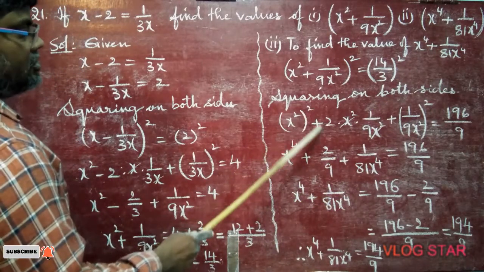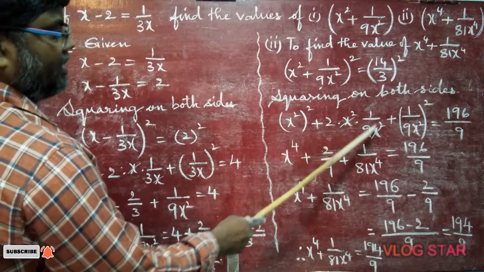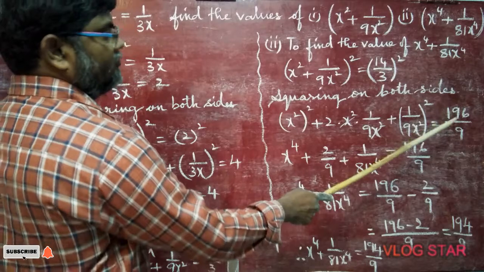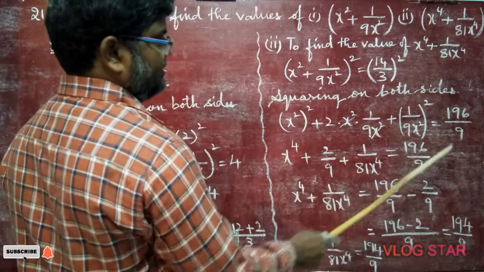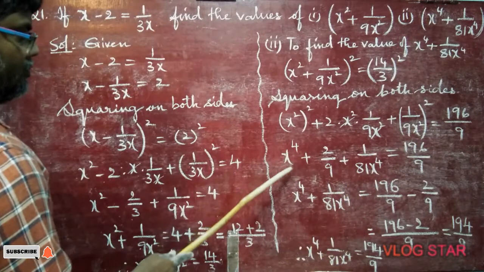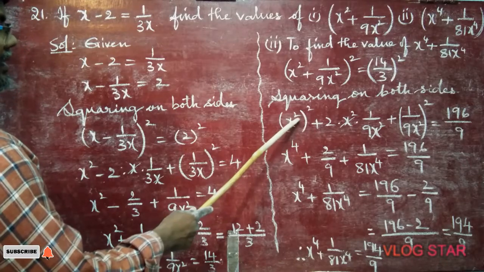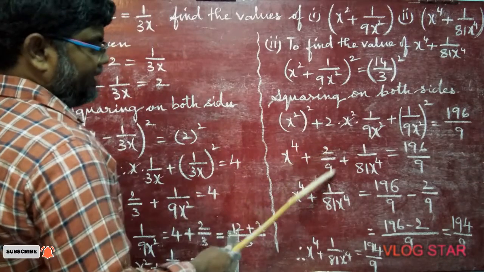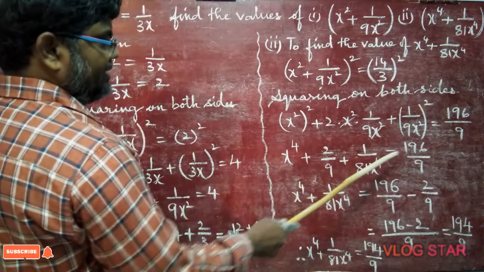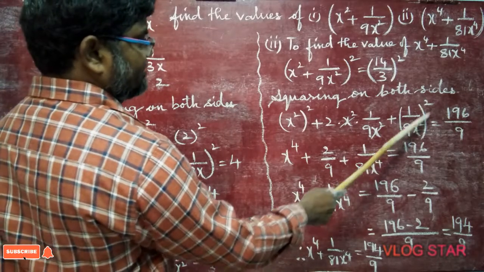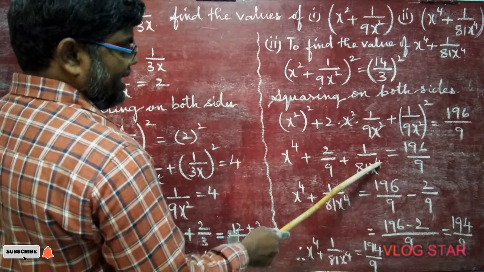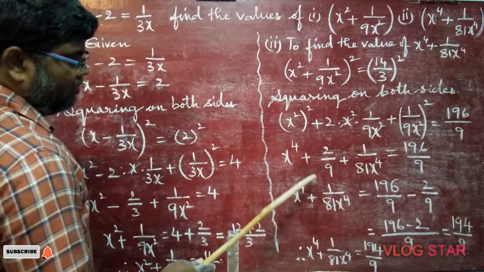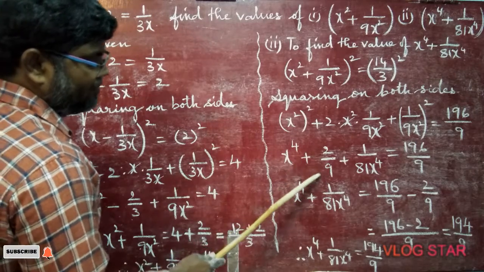So (x²)² + 2 · x² · 1/(9x²) + (1/(9x²))² = (14/3)², 14 fourteens are 196, by 9. Now x⁴, 2 twos are 4. x² gets cancelled. 2 ones are 2, so 2/9, plus 1 square means 1, 9 nines are 81. (x²)² means x⁴, = 196/9. Now take this +2/9 from the left side to the right side.